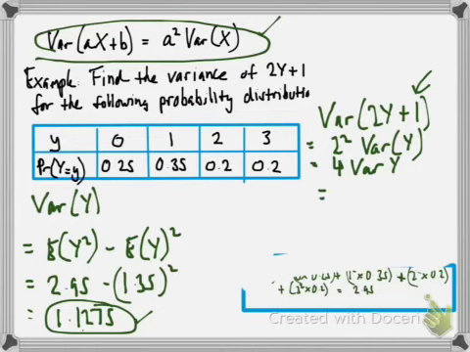Var y we know is 1.1275, so it's 4 times 1.1275, and that is 4.51. Okay, so that's how we apply that theorem to find a more complicated expression, var of 2y plus 1.